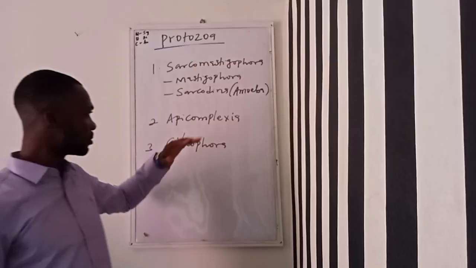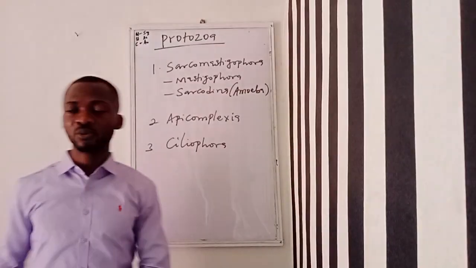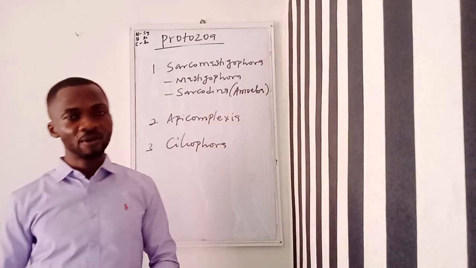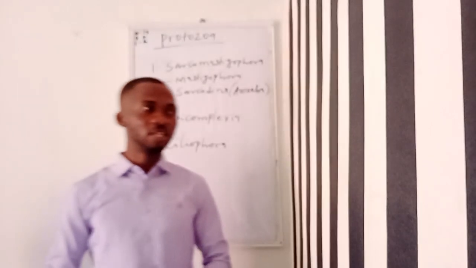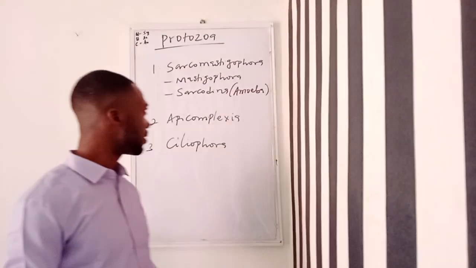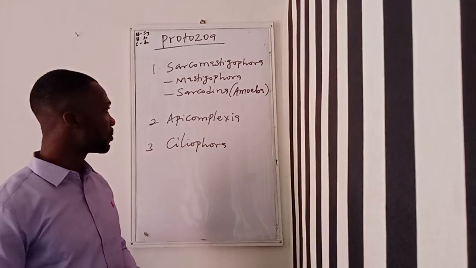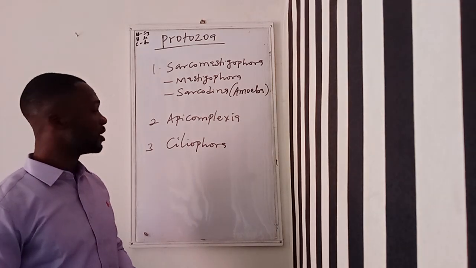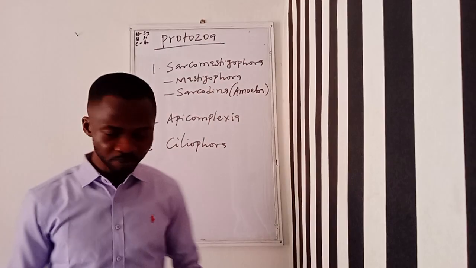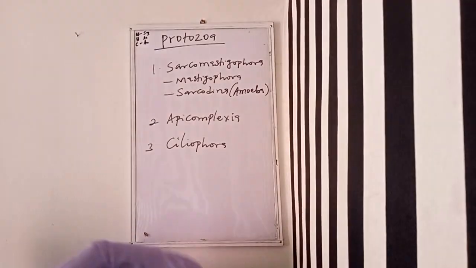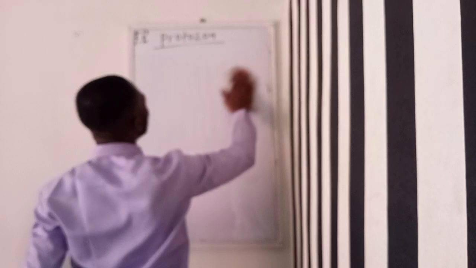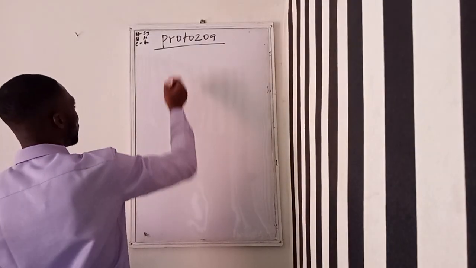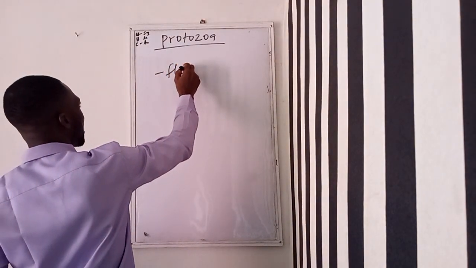So an example is Plasmodium. Then Ciliophora is where we see those that use cilia for their locomotion. So this is how far we can go. It is also important to know that members of Epicomplexia, Sporozoa, that's a class. Let me also say this: protozoa can be classified this way, but there's another way to classify protozoa. It's a simpler method.